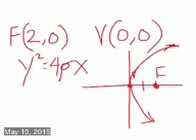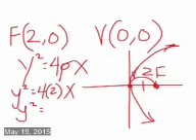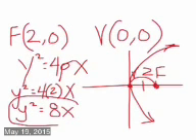What does it stand for? It's the distance. How far was it? 2. Right. So guess what we got to do? y squared equals 4 times 2 times x. What's 4 times 2? 8. And you're done.